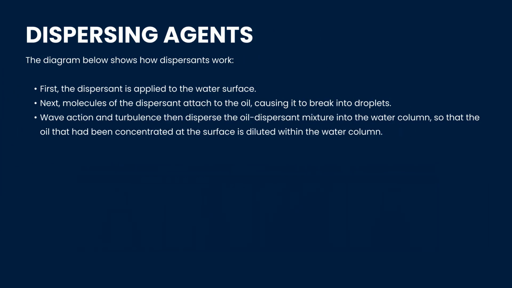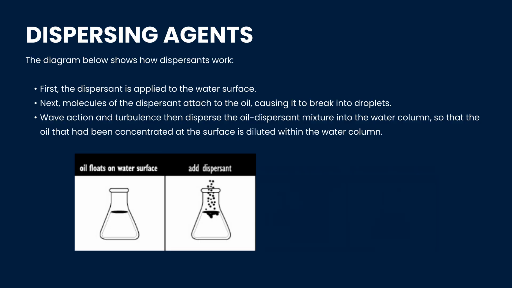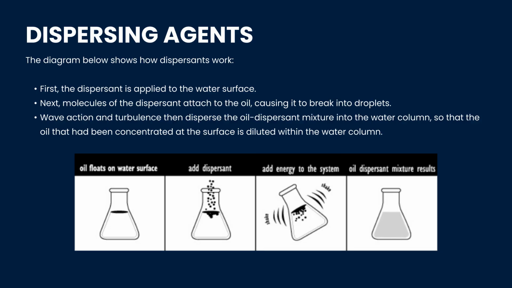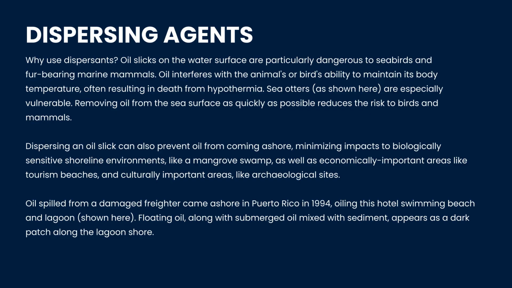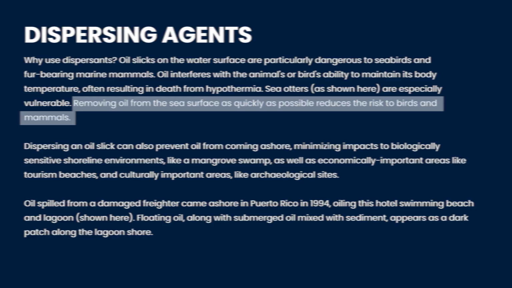When an oil spill happens, the oil sits on top of the water. Once you add a dispersant, it attaches to the oil and starts breaking it down into droplets. The addition of motion allows the concentrated oil to dilute within the water. Dispersants work by attaching to oil and helping it disperse through wave action. This reduces the concentration of oil on the surface and lowers the risk to birds, mammals, and shoreline environments.